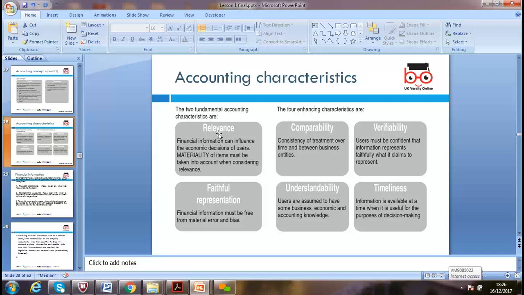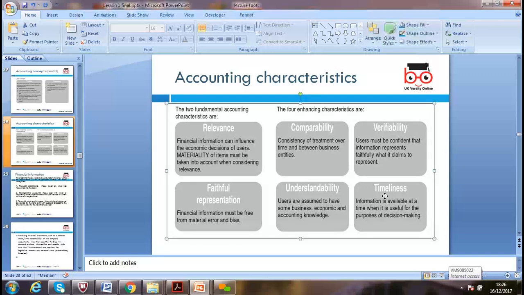Faithful means true and fair. The figures need to be understood. We should not make complicated things that people can't understand. So if we are using any standard, we need to clearly show the method of how much profit we have, and the timeline in months. So these are the characteristics of accounting.